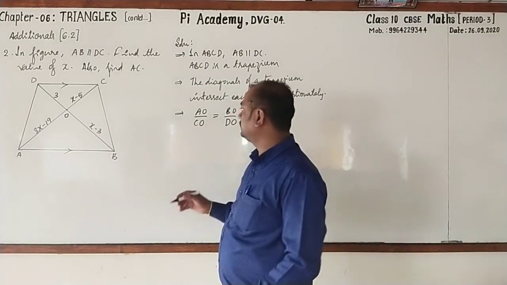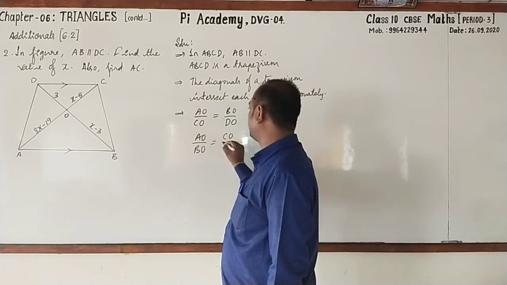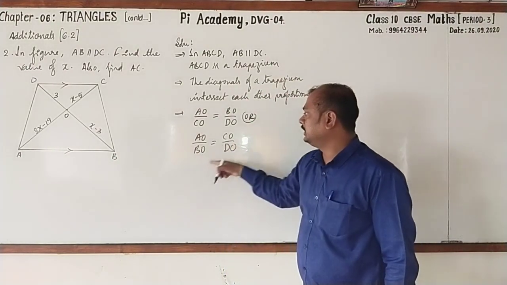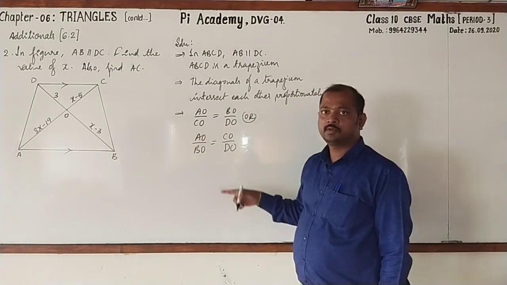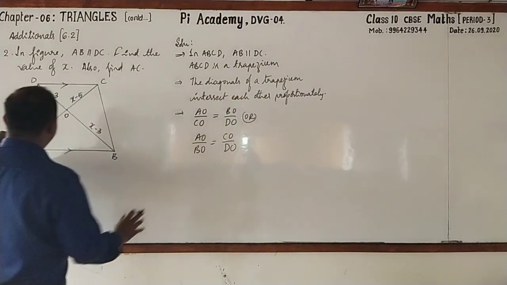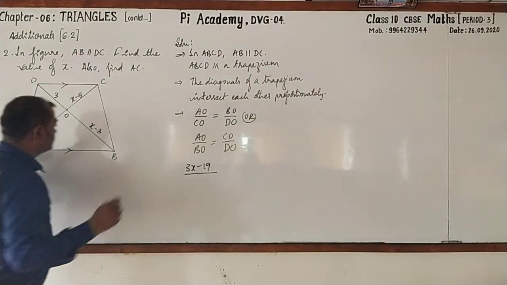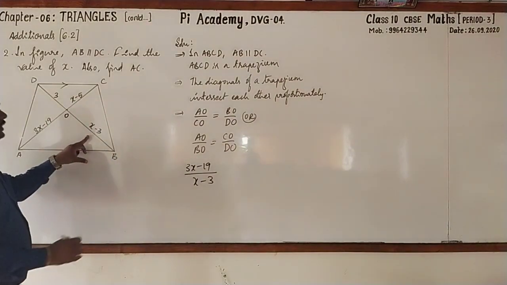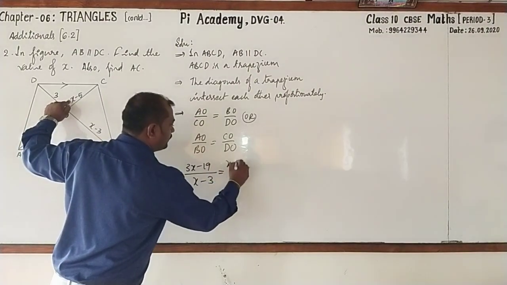You can also rewrite this as AO by BO is equal to CO by DO. This will be easier to remember because it will be in order. A by B is equal to C by D. AO by BO equal to CO by DO. Now substitute. What is AO? AO is 3x minus 19. Write with me. BO, it is x minus 3 is equal to CO. CO is x minus 5.